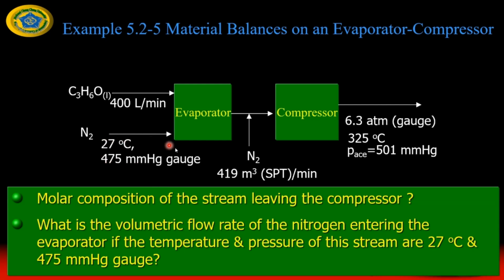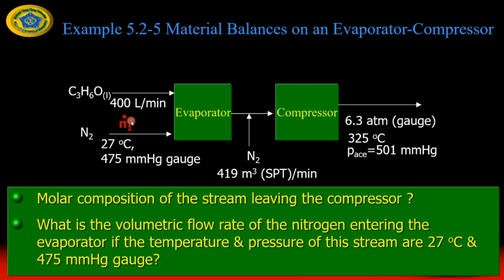So again, they tell us this condition in this stream: temperature, pressure. Can you get other answers? Volumetric flow rate. If you want to know the volume here, then you need to know the mole first, right? If you know the mole, then you can get the volume. When we do the mass balances, we don't deal with the volume. So let's put the unknown first.